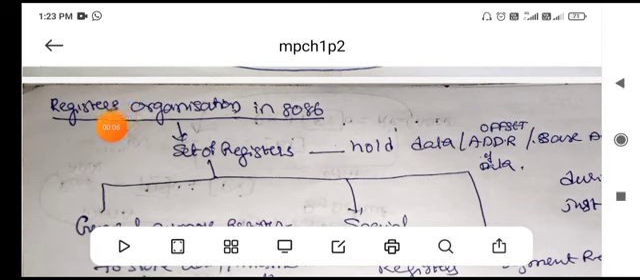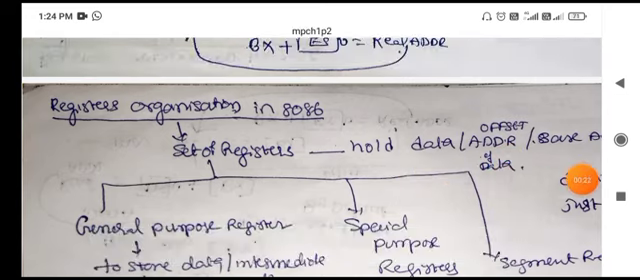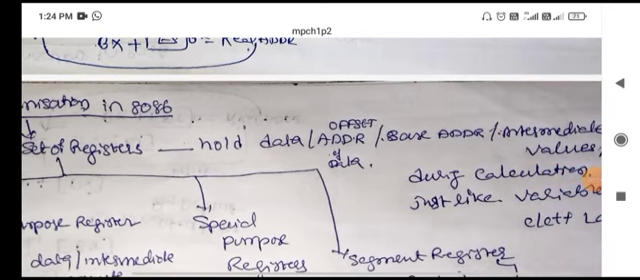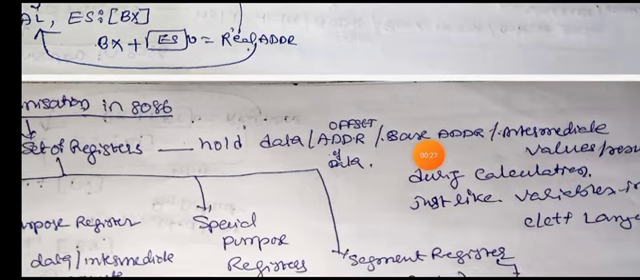Now the topic is register organization of the 8086. There is a set of registers available within the microprocessor. The purpose is that they hold data, they hold the offset address of data, they hold the base address of an array or string, or they hold intermediate values or intermediate results during calculations, just like variables in higher languages like C, C++, Java, right?